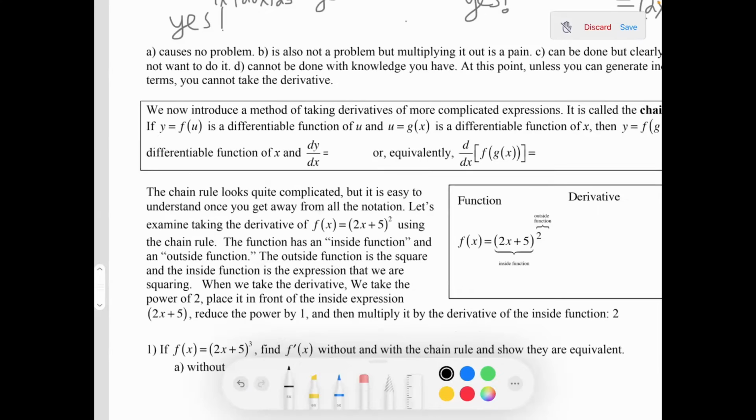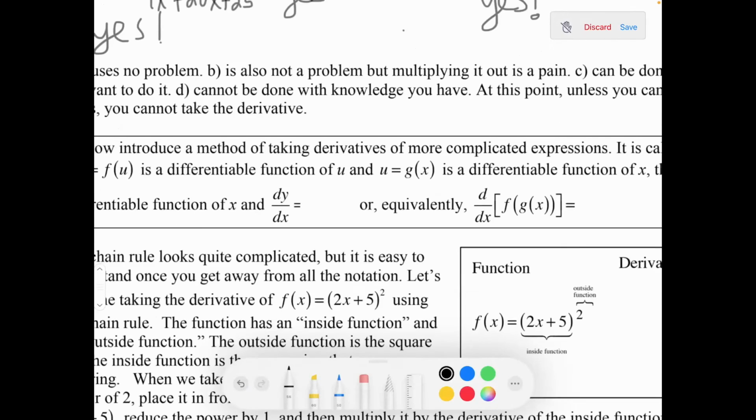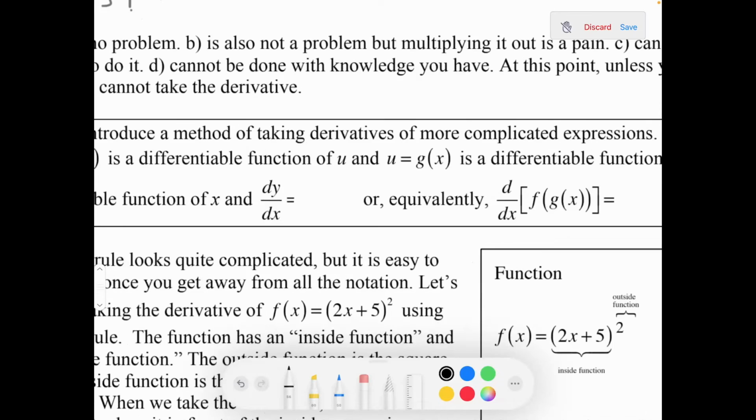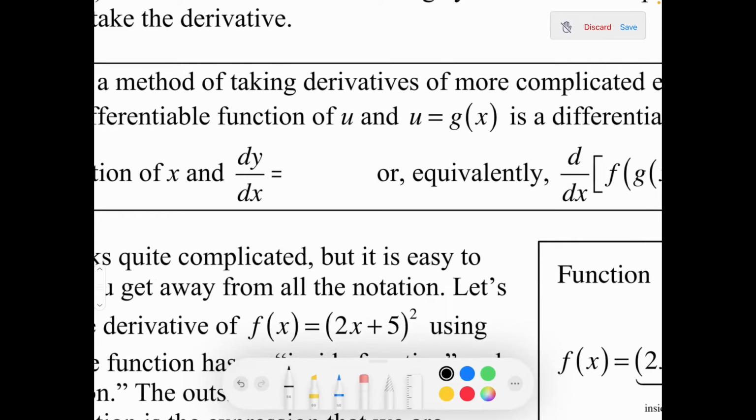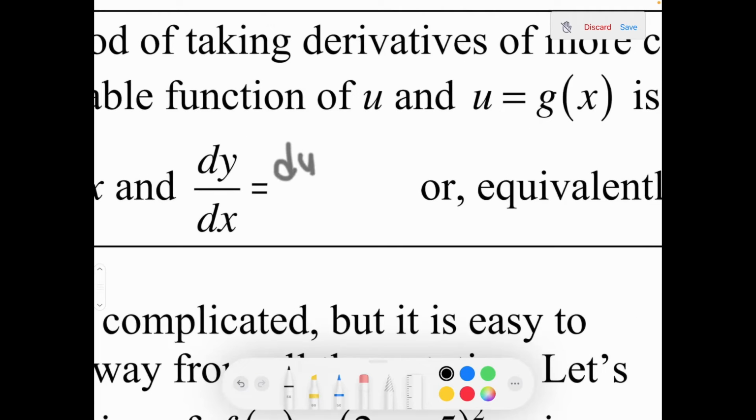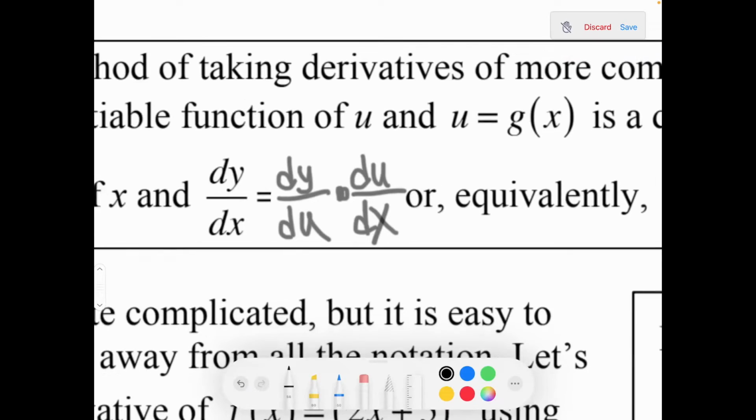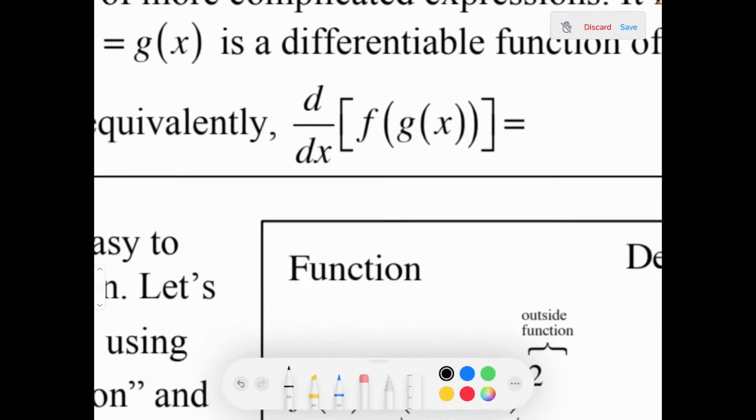The first notation here is kind of confusing. It says y equals f of u is a differentiable function, so we're looking at u being some other function like g of x. So this first notation, dy/dx, is equal to dy/du times du/dx. So we're looking at the derivative of the outer function with respect to the inner function, times the derivative of the inner function with respect to x. I don't like that notation, and you'll probably never see me write that notation ever again.